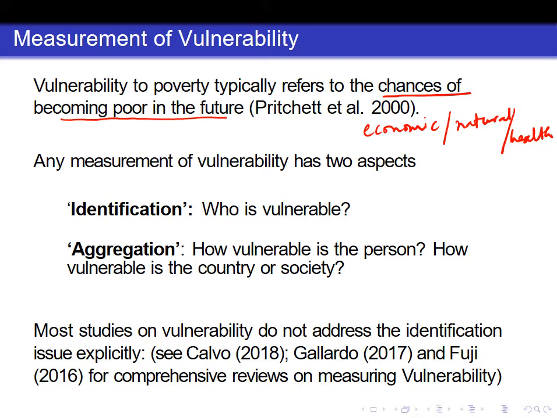So when we think about measuring vulnerability, there are two aspects to it. And here we borrow these concepts from the existing literature on poverty and multidimensional poverty. First is the identification aspect. Here we want to know who the vulnerable are. So there has to be some mechanism of identifying the vulnerable. Without that, we cannot go to the second step, which is about aggregation. Once we know who the vulnerable are, then we can use different aggregation rules to find the level of vulnerability in the country or society. Most studies on vulnerability do not address the identification issue.